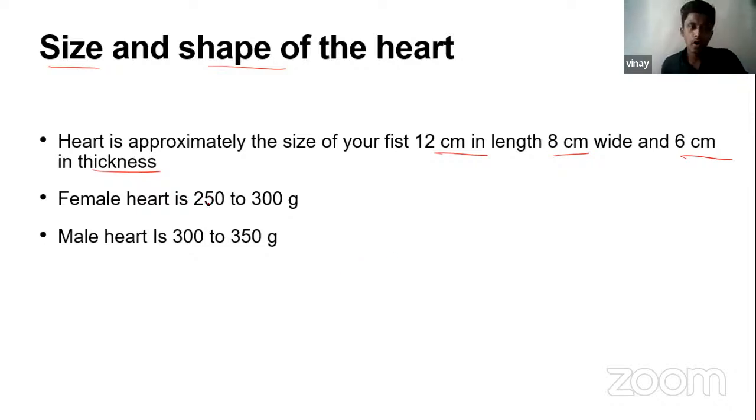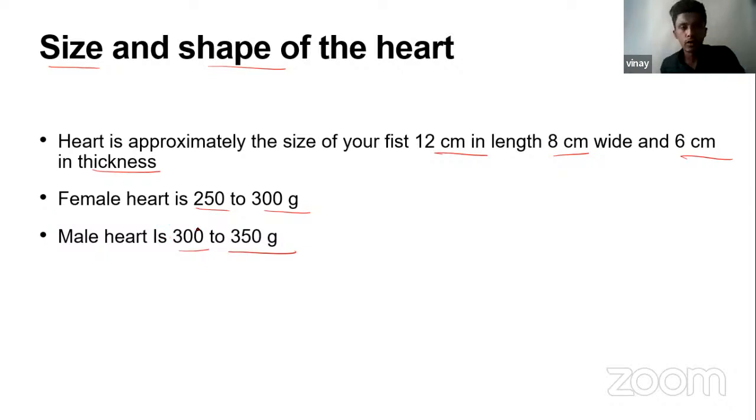So the female heart is around 250 to 300 grams, whereas the male heart is around 300 to 350 grams in mass. So males have higher mass compared to that of the female. Now listen, students, one thing you have to remember is these numbers. There were questions where they had asked the weight of a male human heart. There were several options given, but remember it's around 300 to 350 grams.